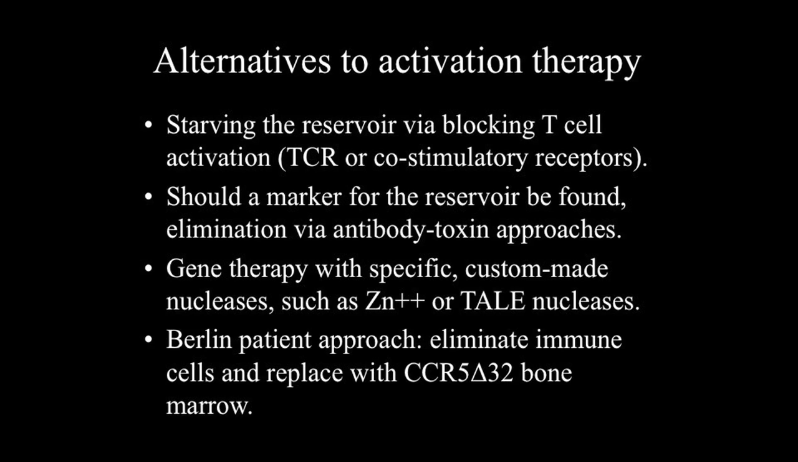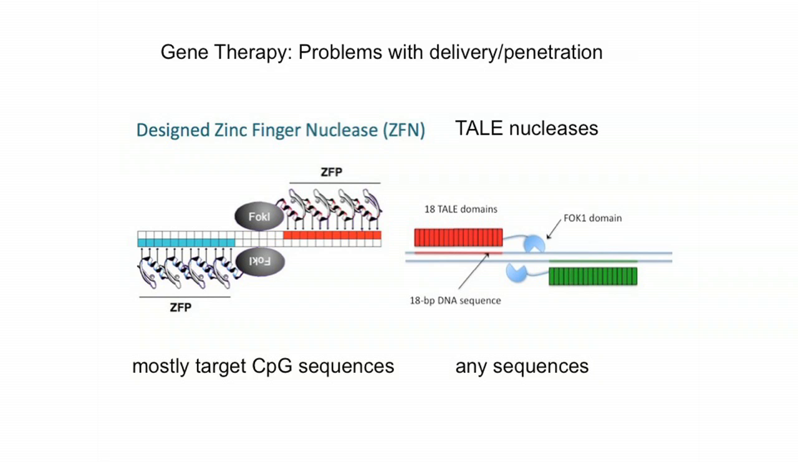Gene therapy with specific custom-made nucleases, such as zinc finger or TALA nucleases, is an interesting idea. If you can target a very conserved part of the virus that doesn't change, the zinc fingers are probably not as good as the TALA, because the zinc requires specific CpG sequences. TALA are actually more flexible in terms of recognition. So just to contrast the zinc finger nucleases for gene therapy, unfortunately, zinc was already mentioned prior to this talk. They are basically zinc fingers that target CpG sequences. So if you need to find enough of those in the virus, which is usually AT-rich, that is unlikely.